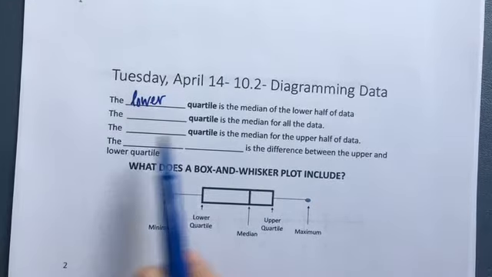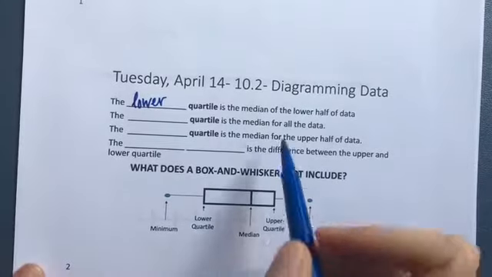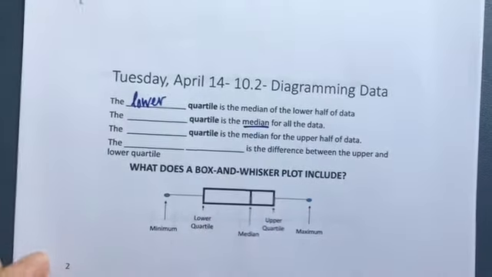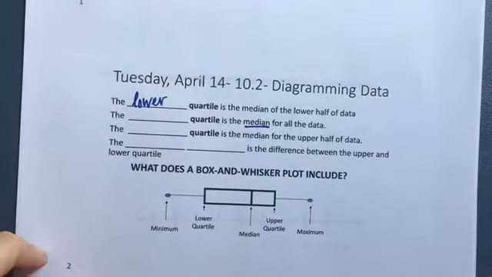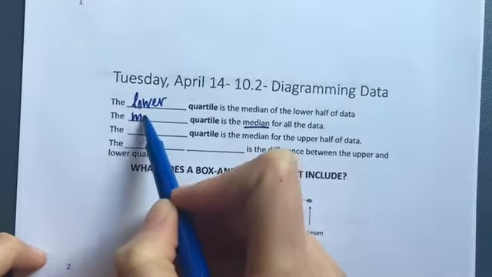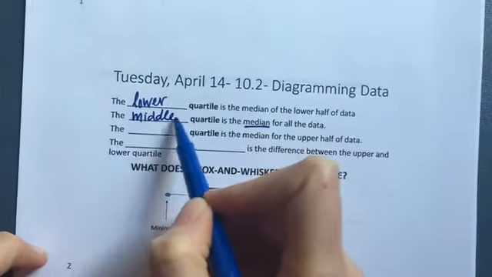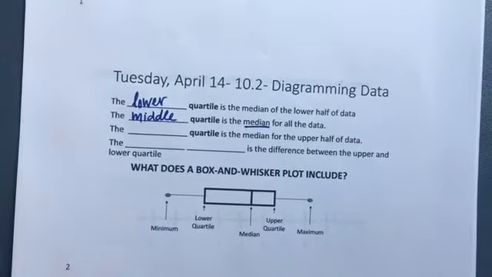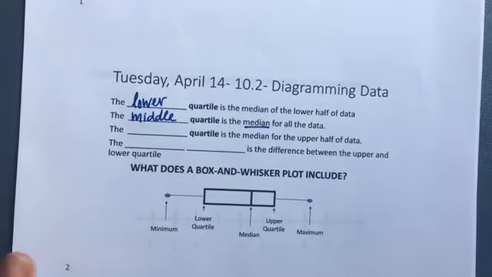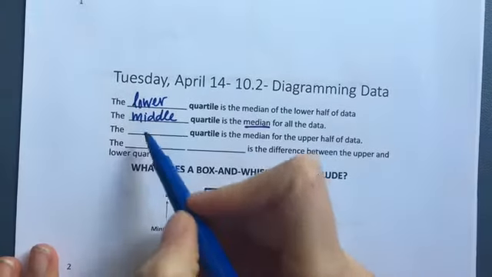Then we have the blank quartile is the median for all the data, and this is really a key word. You guys already know how to find median, but we have another name for it. It's called the middle quartile. Then the blank quartile is the median for the upper half of data. All right, so that is the upper quartile.